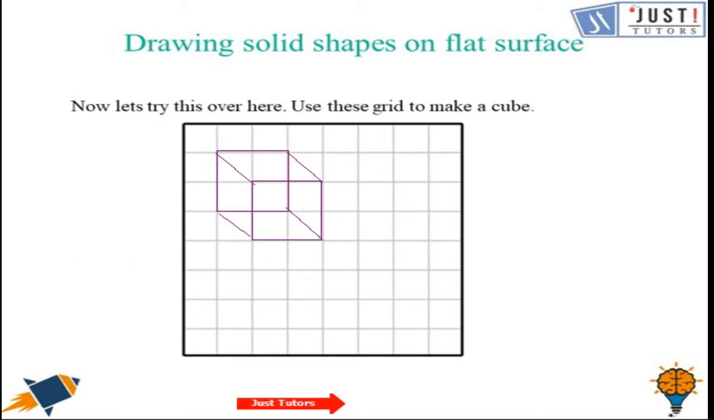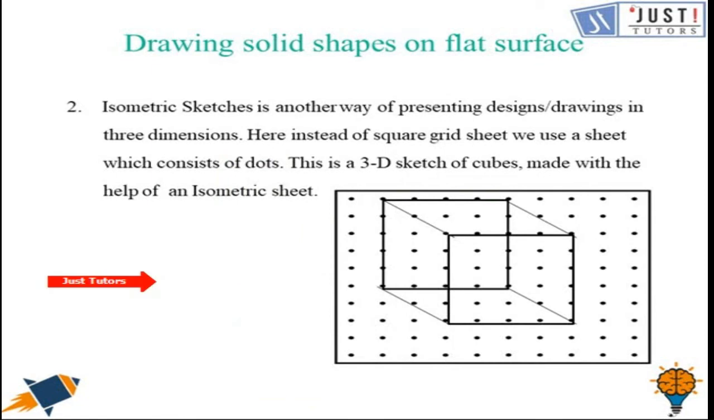Now let's talk about the next way, which is isometric sketches. Isometric sketches allow the designer to draw an object in 3D on an isometric sheet which consists of dots. Isometric drawings are also called isometric projection, and they are usually used in technical drawings.